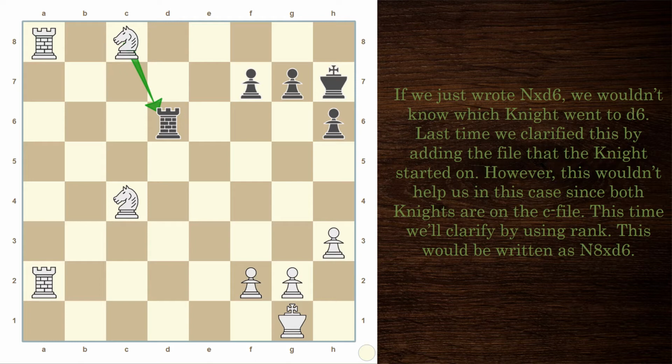Here's another example where they're on the same file, so we have to specify which rank it's coming from. So if we just wrote knight captured D6, we wouldn't know which knight went to D6. So last time we clarified this by adding the file. This time we're going to clarify this by adding the rank. So in this case, the knight does capture on D6, so we know NX D6 is going to be there, but we need to say which knight. So we're going to say capital N 8 captured D6. Okay, so right here, capital N 8, lowercase x, lowercase d6.